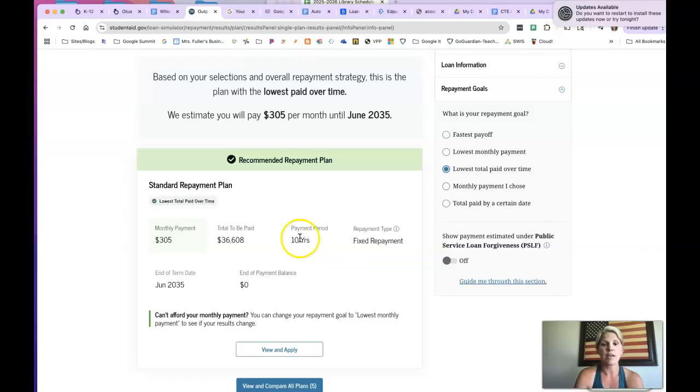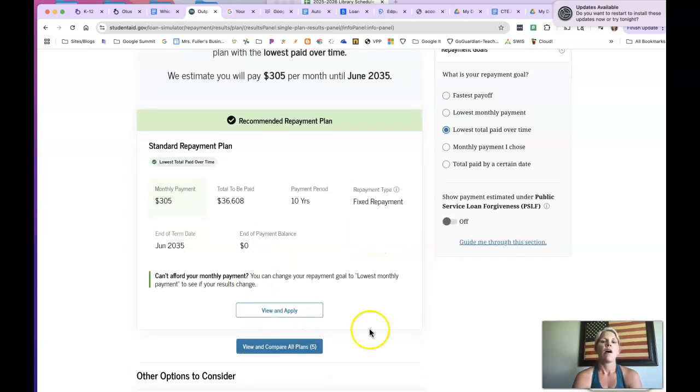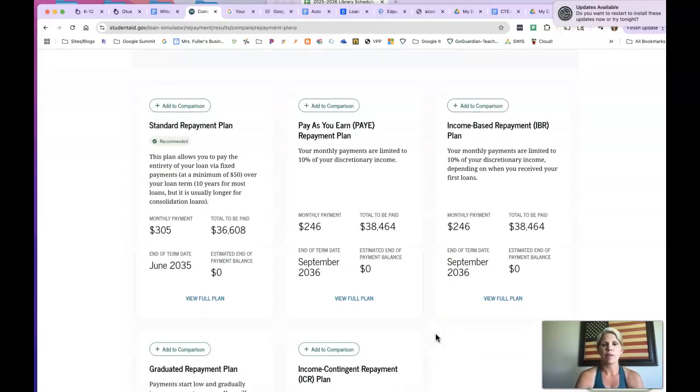They tell us how much it'll be, how long it's going to take. Remember, 10 years is typical for a student loan. And they tell us that it's going to be a fixed rate and that payment will be there all the time. Then if I need to look at the other plans, I can just say view and compare plans.